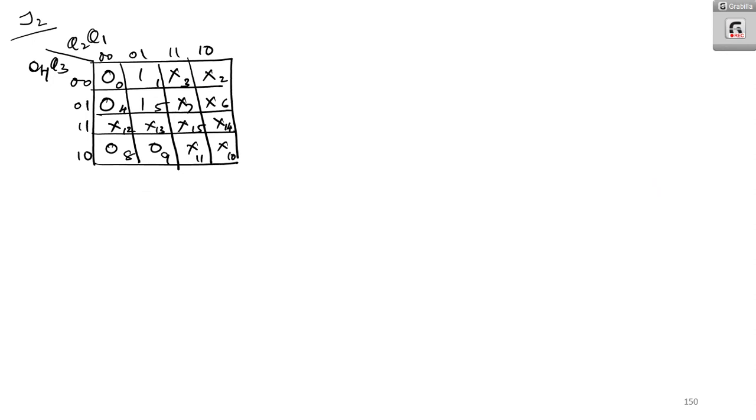Therefore, how can we club? Here we can club 4. Which is common? Q4 bar is common, and Q1 is common. Therefore we can write J2 is equal to Q4 bar Q1. Now coming to the last K-map, that is K2.